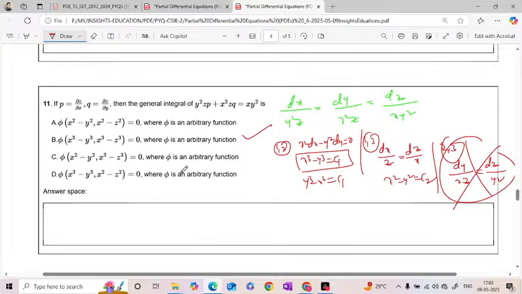So x cube minus y cube and x square z square. Where is z? So option A not correct, option B also not correct, option C also not correct, option D is the correct.